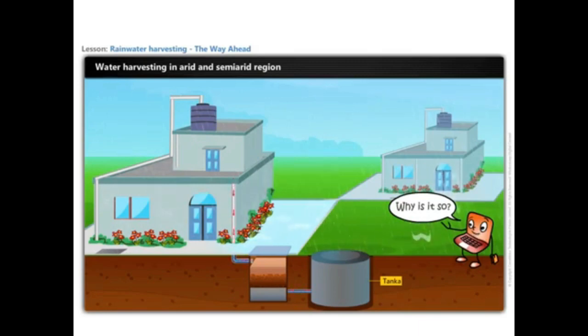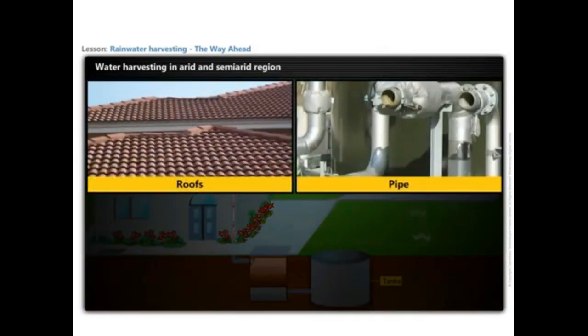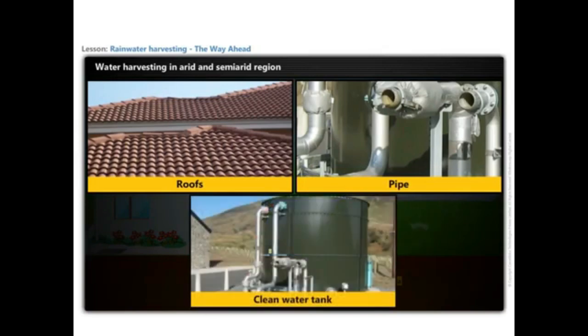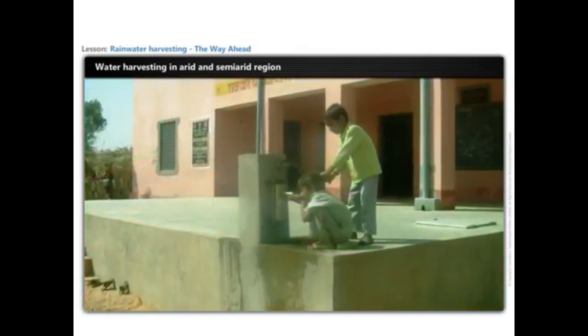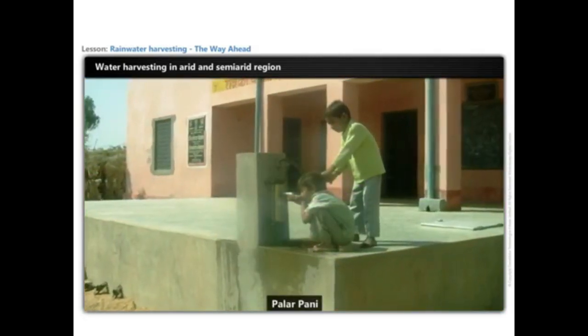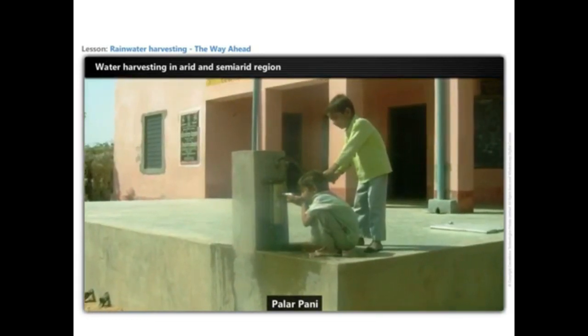Why is it so? The first spell of rain cleans the roofs and the pipes and may not carry clean water. Rainwater can be stored in the tankas till the next rainy season when all other sources are dried up. It is an extremely reliable source of drinking water. Rainwater, which is known as paalar pani in the region, is considered the purest form of natural water.